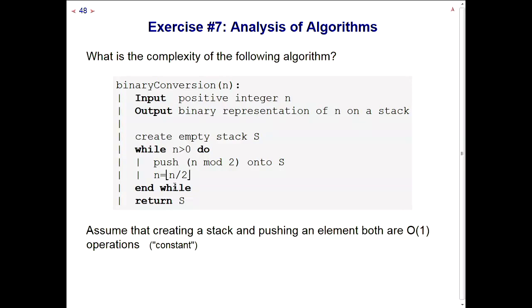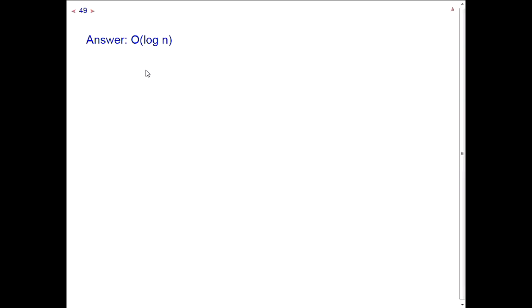Log n, yes. So every time you go through that while loop, you divide n by 2. So if you start with, let's say, 1024, the logarithm to base 2 is 10, and you need to do that exactly 10 times. So the answer is indeed log n is the complexity of this algorithm.